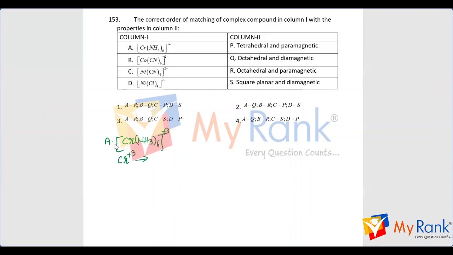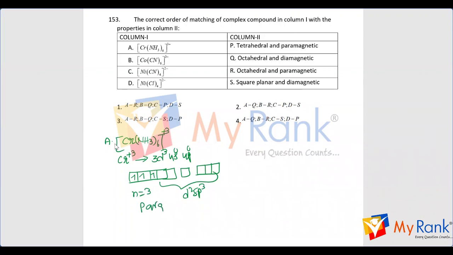Chromium in plus 3 oxidation state means the configuration is 3d3, 4s0 and 4p0. So 3d3 means, if you see here, how many electrons? 1, 2, 3 electrons. Now here d orbitals are available for bond formation. Hybridization can be d2sp3, and n is equal to 3. It is paramagnetic, and octahedral complex. Paramagnetic and octahedral.